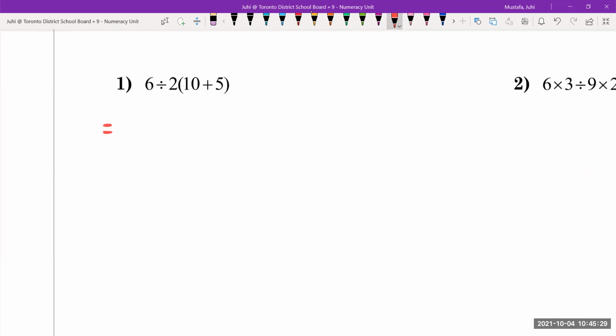It's a multiplication. I think that was Shams. It was a multiplication sign. So it's going to be 6 divided by 2 times bracket 10 plus 5. You don't have to write it like this. I just choose to so you can clearly see what is happening.